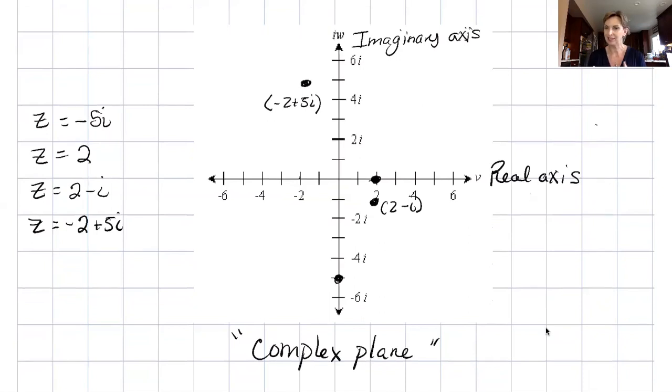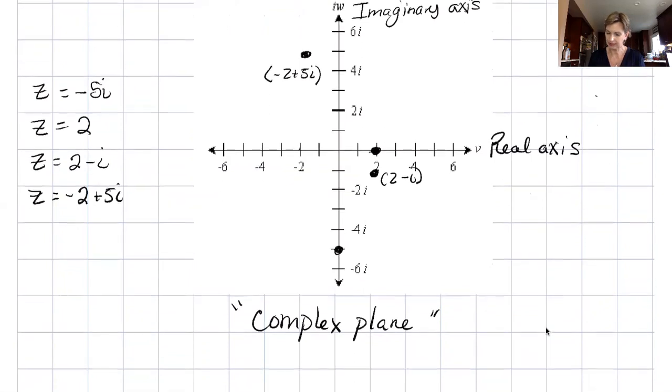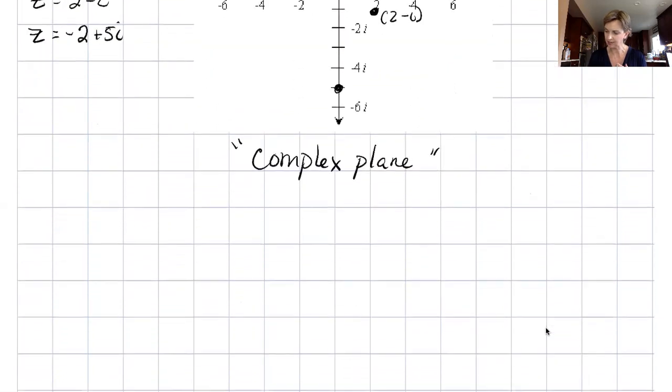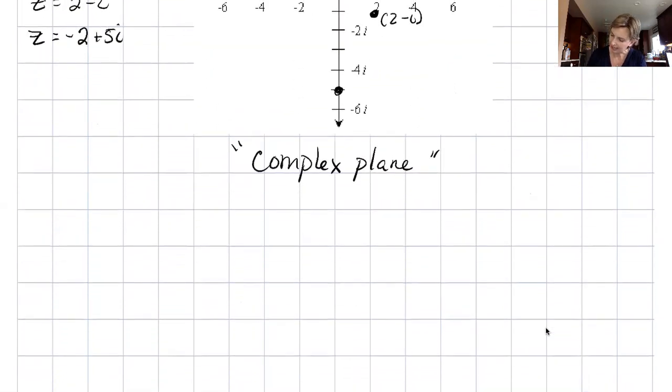We just are replacing the y-axis with the imaginary axis, and then it works the same way as a normal coordinate grid. Now let's add a little something to that. So that's just plotting your numbers using the real and imaginary axis. Let's work on the addition of numbers in the complex plane.